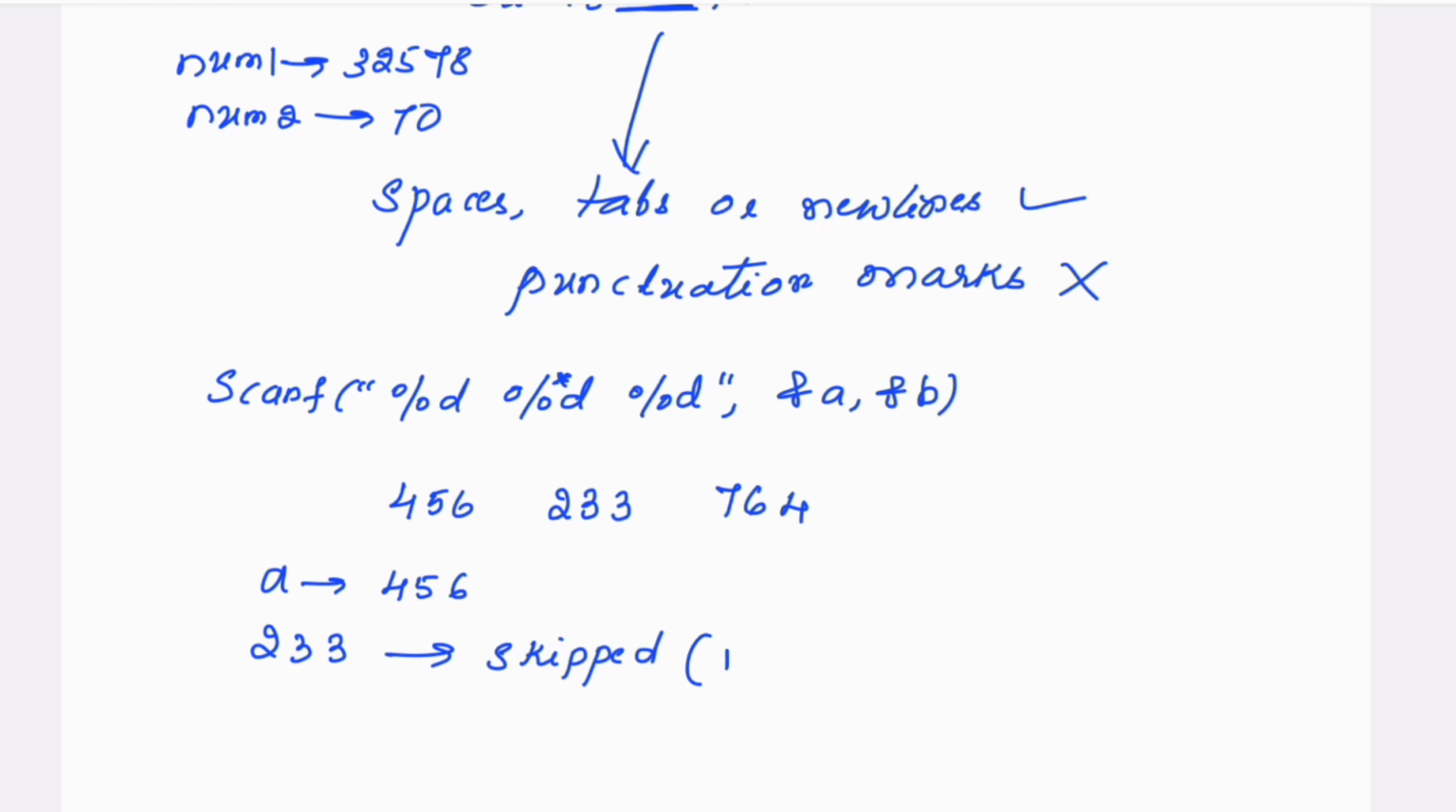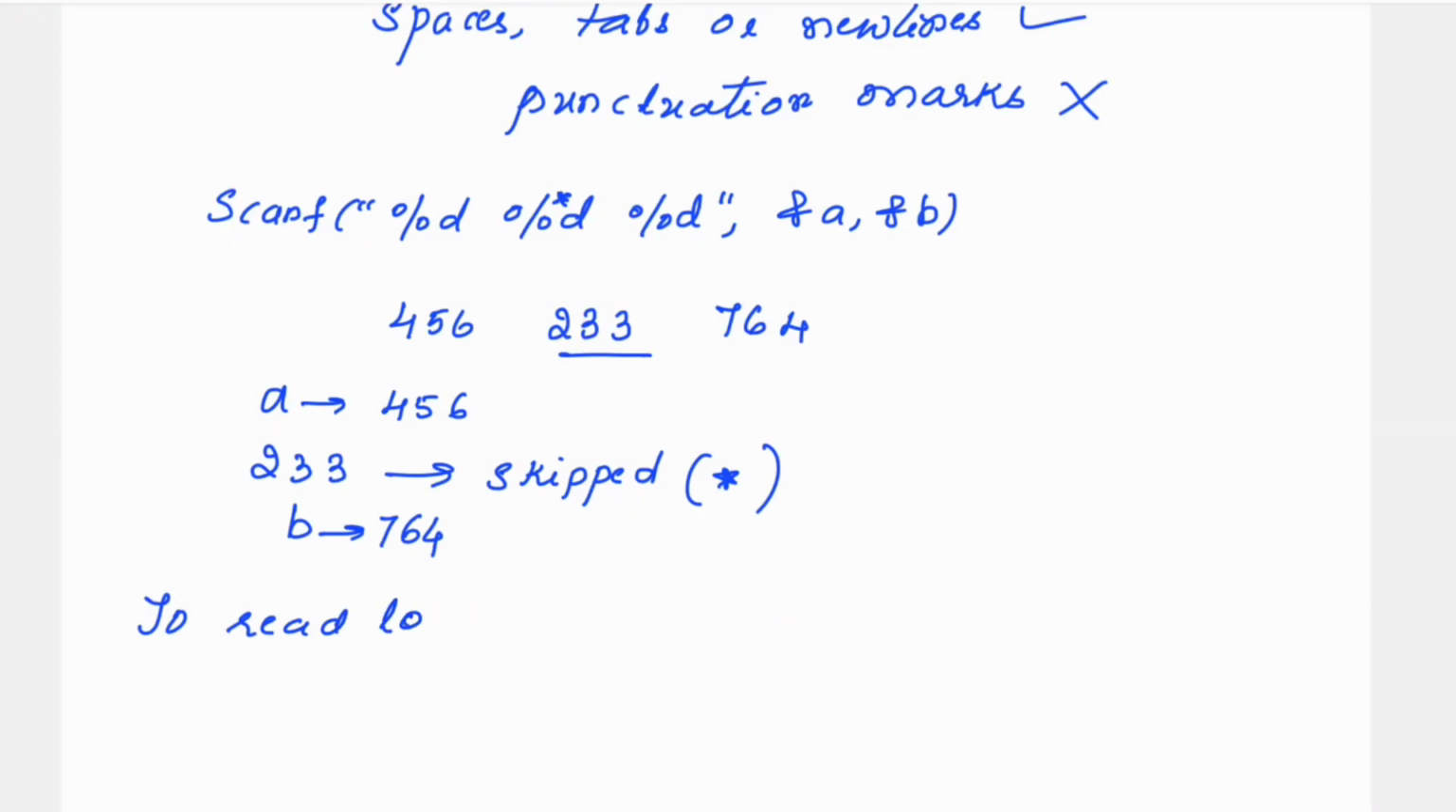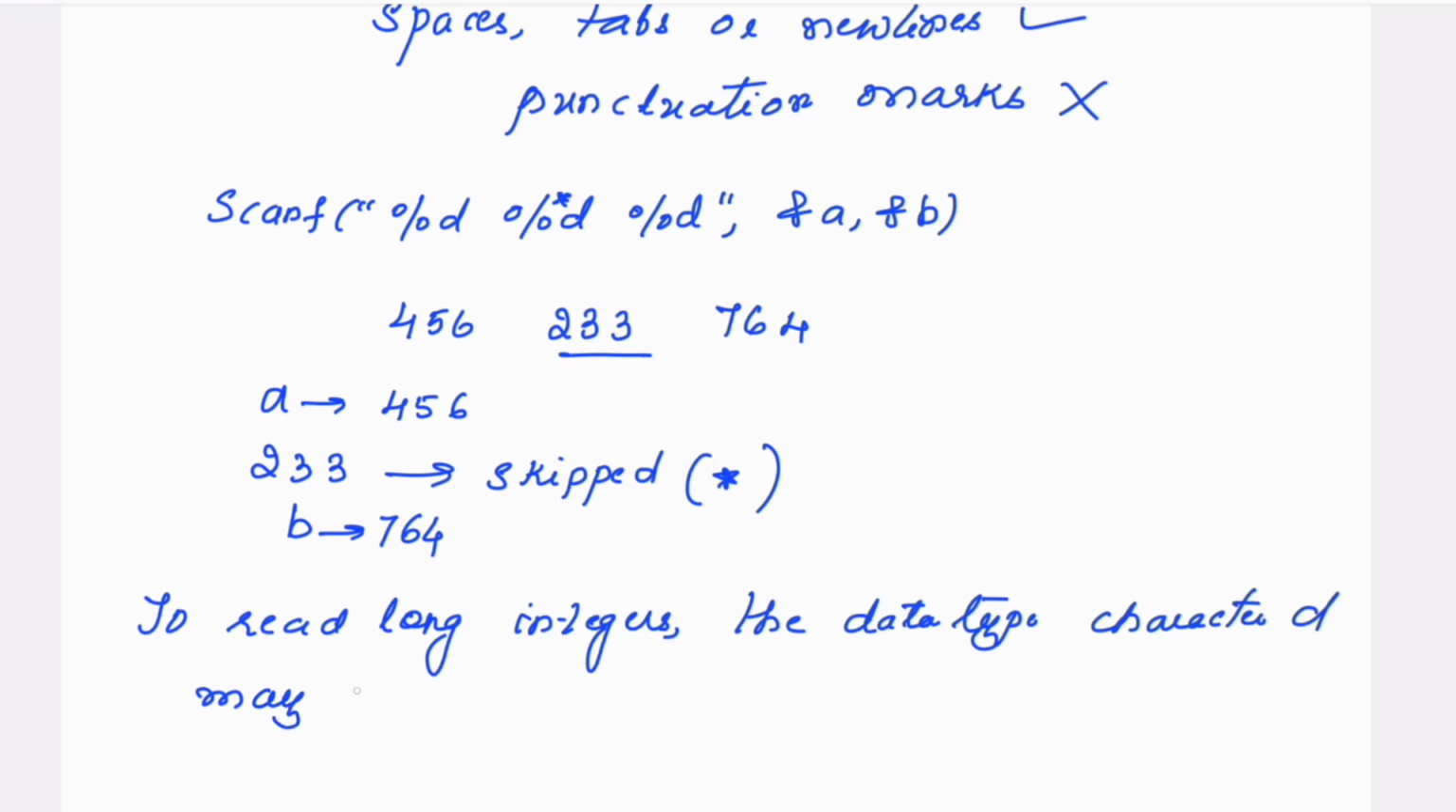Because of the asterisk character, the second value will get skipped here, and then B will get 764. B will be assigned 764. To read long integers, the data type character D may be preceded by the letter L.